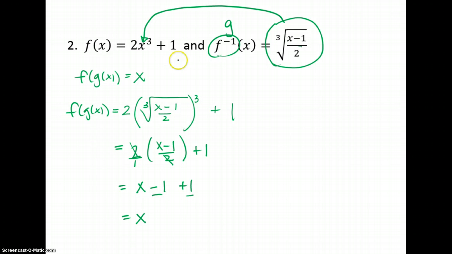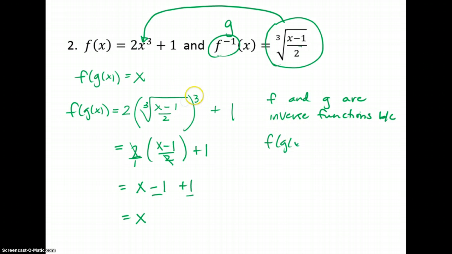So what have I shown? I have shown that f and g are inverse functions because their composite, f of g of x, equals x.